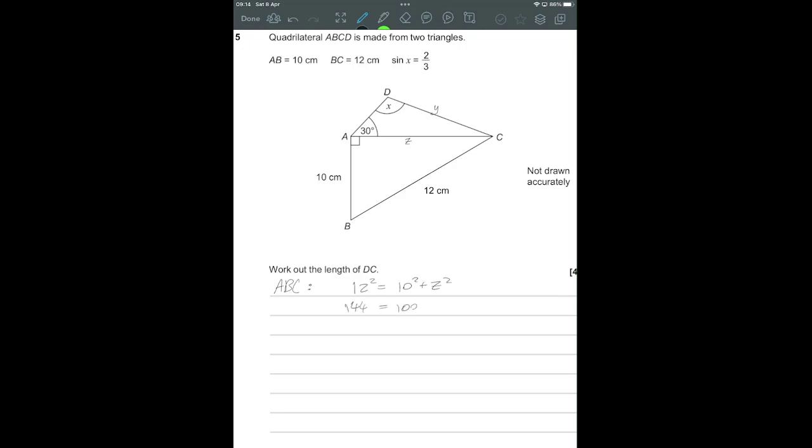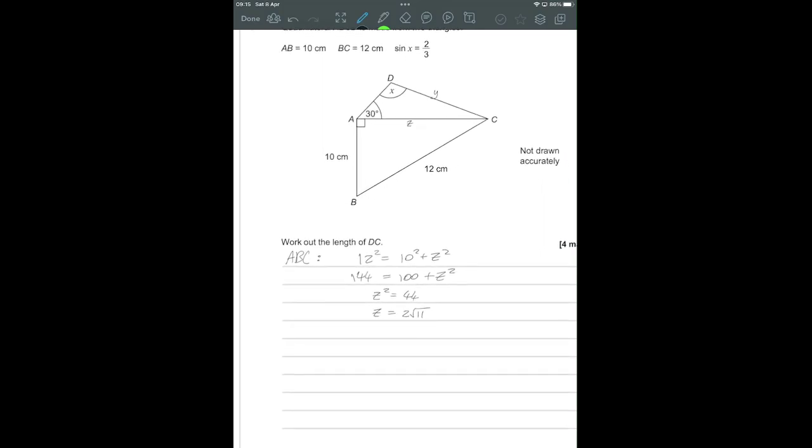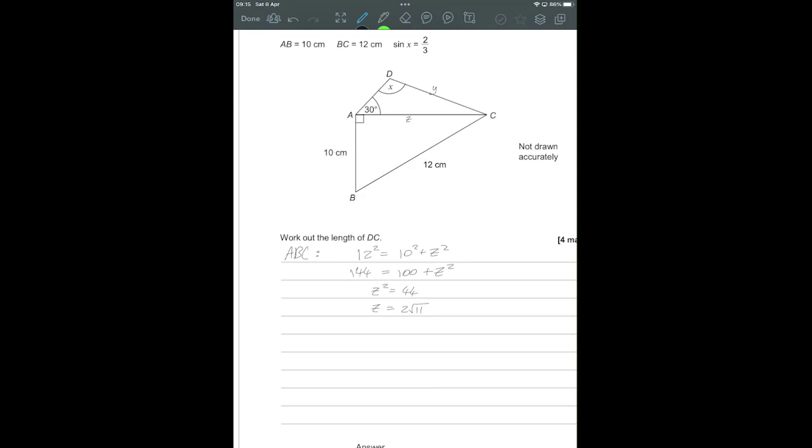144 equals 100 plus z squared. That's not as nice as I was hoping for. Z squared equals 44. It's really not as nice as I was hoping, because that does not square root nicely. We do have a common factor of 4, so we can square root that to 2 root 11. Okay, that just means that DC is not going to be incredibly nice. But let's go for it.